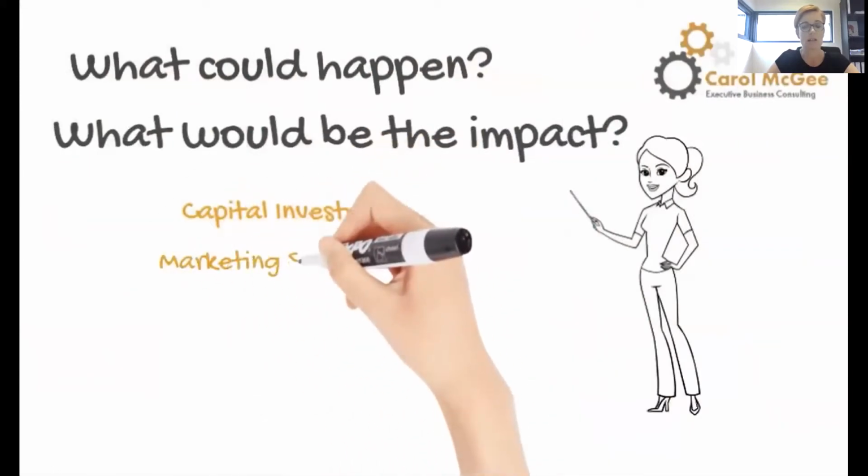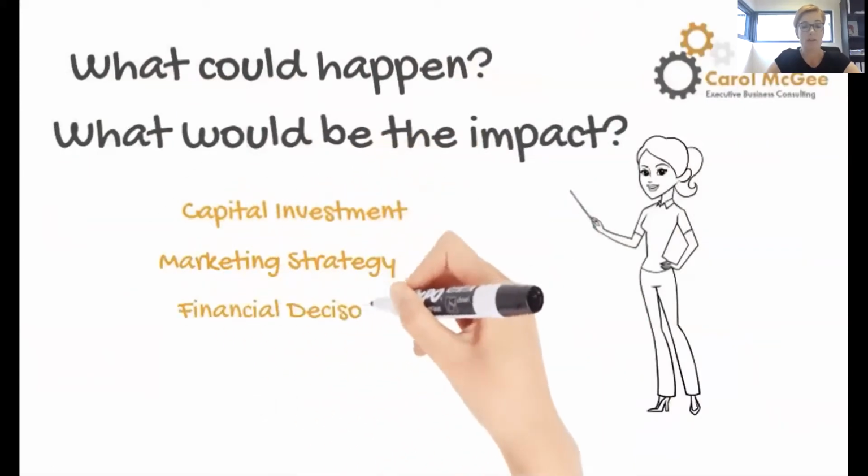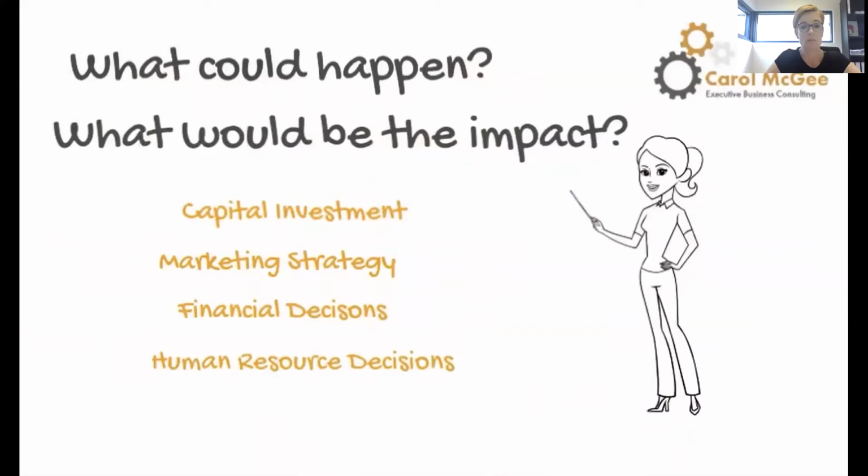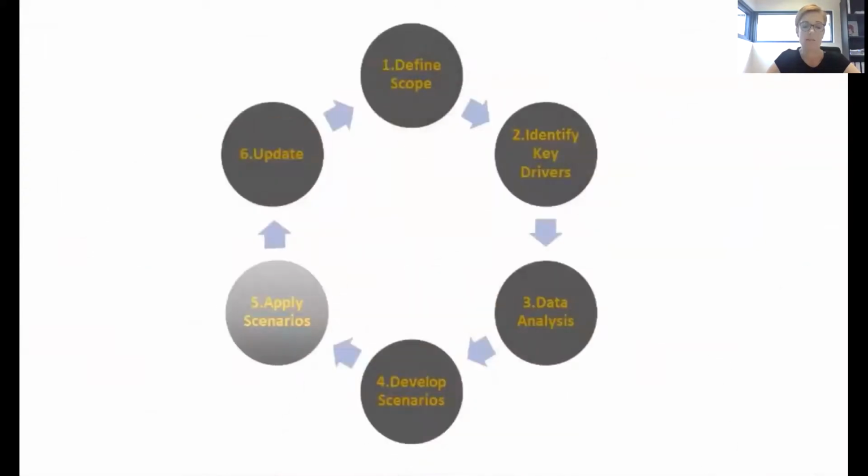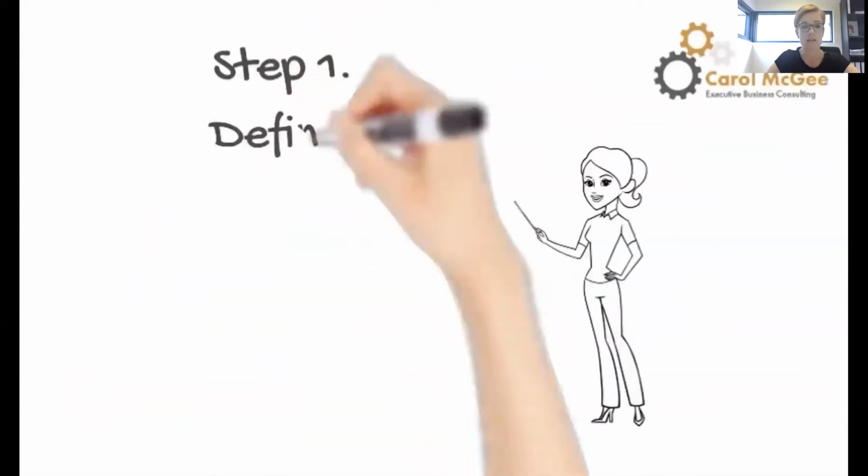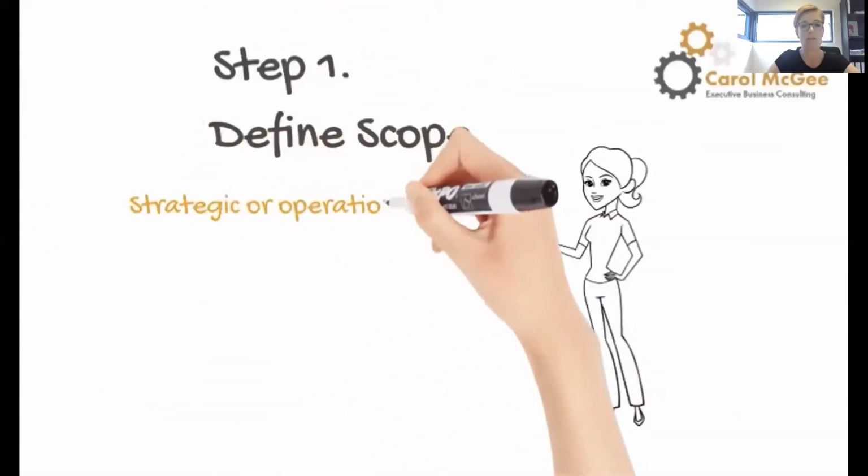What you're essentially looking at is what might happen, so your different scenarios, and what the impact of those scenarios would be on your capital investment, your marketing strategies, your financial decisions, and your human resource decisions. In this particular model, there are 6 steps, and I'll go through each of them individually. You'll see there I've highlighted step 5, and this is where the organisation has to apply the scenarios that it's identified to its current decision and planning toolkits, and this is generally where businesses fail.